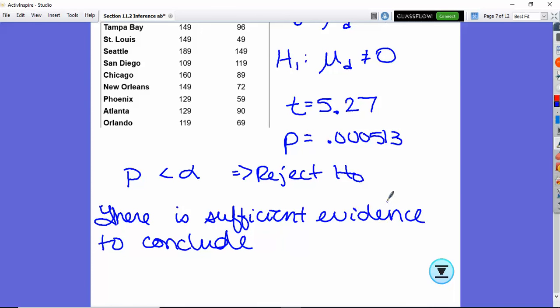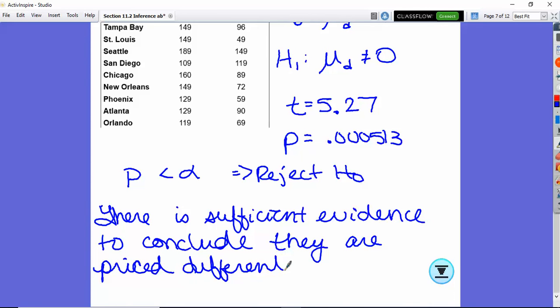There is sufficient evidence to conclude. What was my null or my alternative hypothesis? Right, so just to conclude they are priced differently. We didn't test if one was more expensive than the other or which one was more expensive. We just tested if they were different.